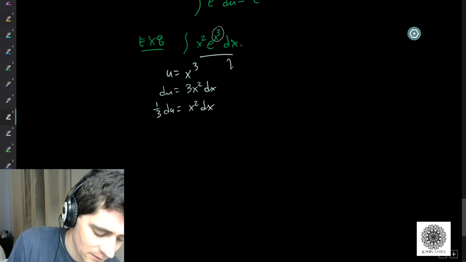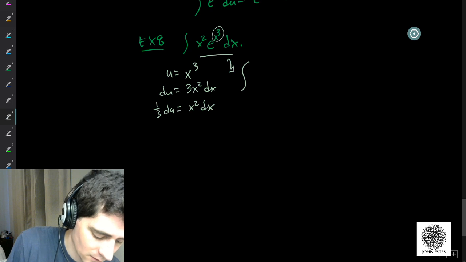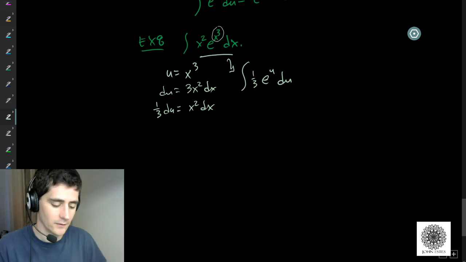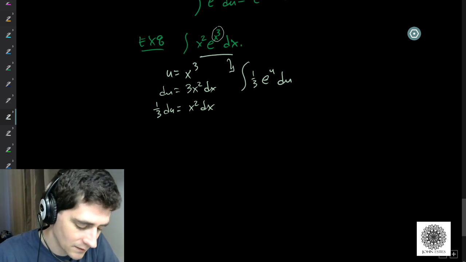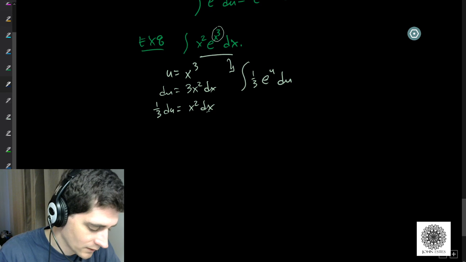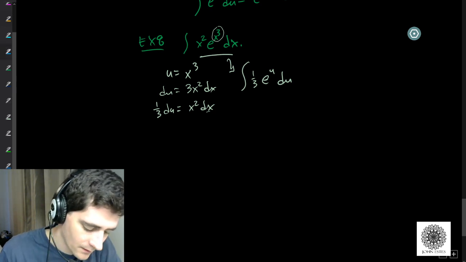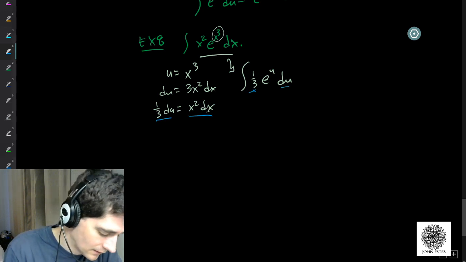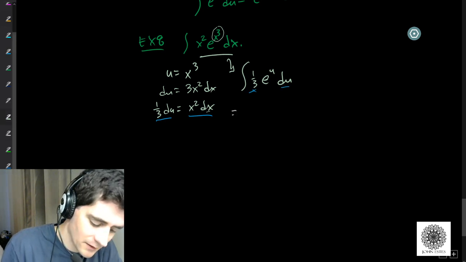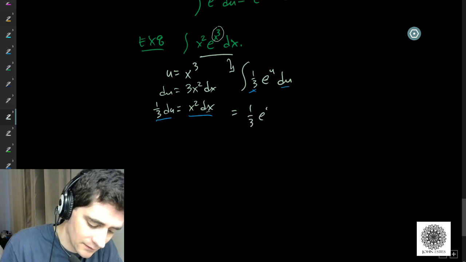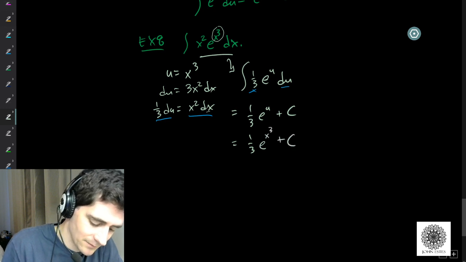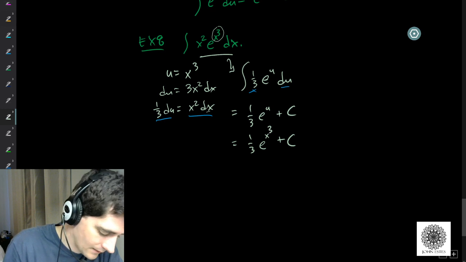And so now I can rewrite this integral as the integral of 1/3 e to the u du, right? I've replaced x squared dx with the 1/3 du, like that. So there's my 1/3 du, e to the u. I'm ready to integrate now. That's going to be 1/3 e to the u plus c. So I get 1/3 e to the x cubed power plus c. And there's my solution.